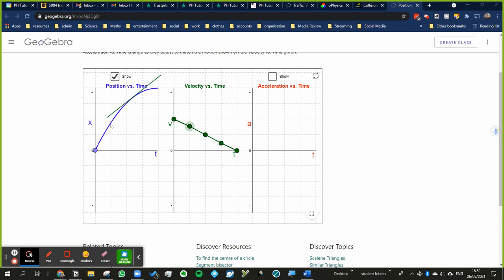And then what you would do with that tangent is work out the gradient of the tangent. Now the gradient of the tangent would give you the speed of the object where the tangent is touching the line, because the tangent is a way of showing the steepness of that line. We can't, of course, do a gradient of a tiny point, so we make the tangent. All the tangent is doing is making the point longer, so we have some more space to play with, and then we can actually work out the gradient of that line.